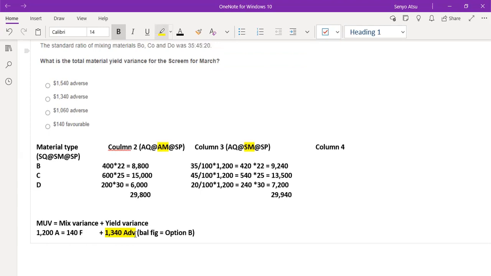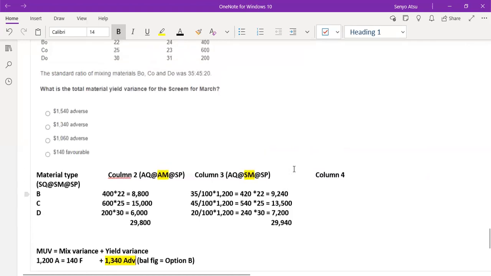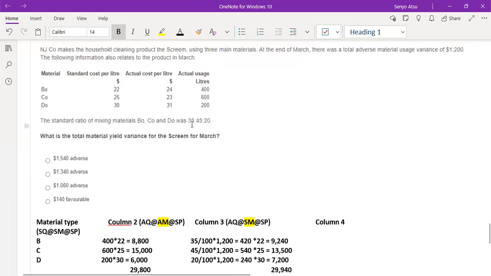I wanted to calculate the yield variance by comparing column 3 to column 4. That's what we learned from the classroom. But in getting column 4, I realized I couldn't get it, because if you tell me 35, 45, 20 is a mix, to produce what quantity, you've not told me. So it will be difficult to crunch those numbers. In fact, it's impossible to crunch those numbers.